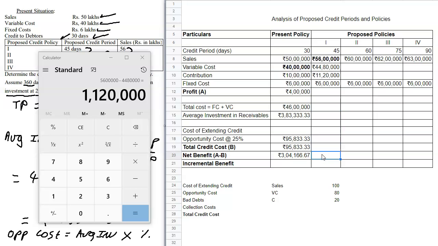I want you all to finish doing this. Pause this video right now. Finish doing this. And then I'm going to load the remaining numbers and show you all how to calculate incremental benefit.